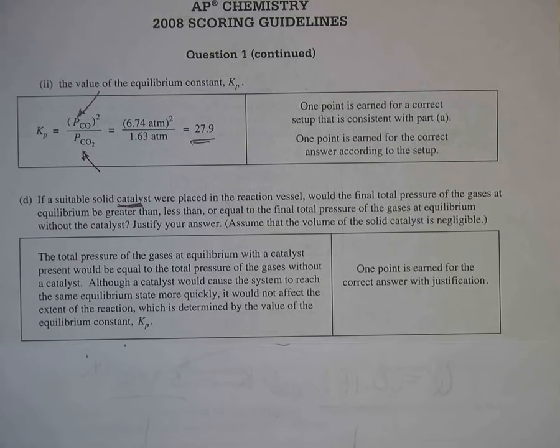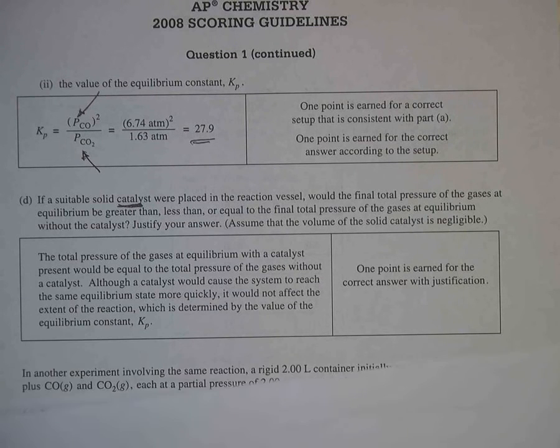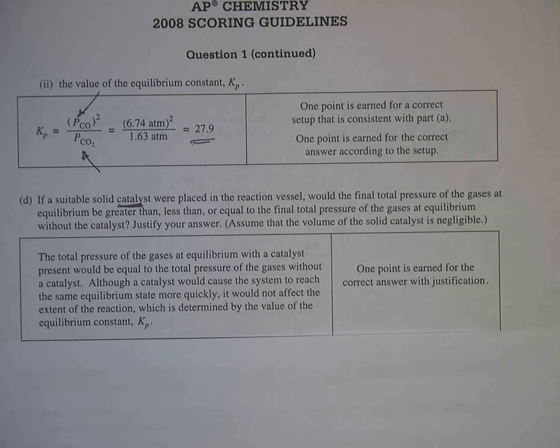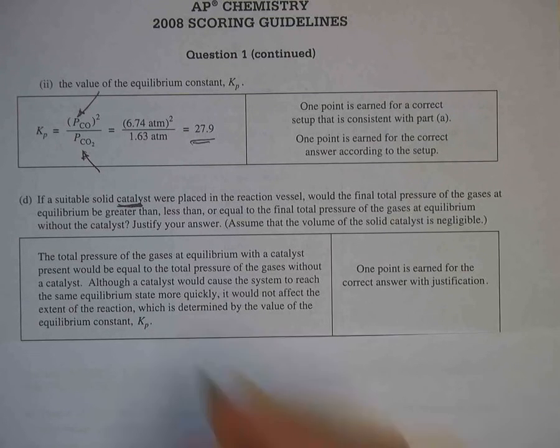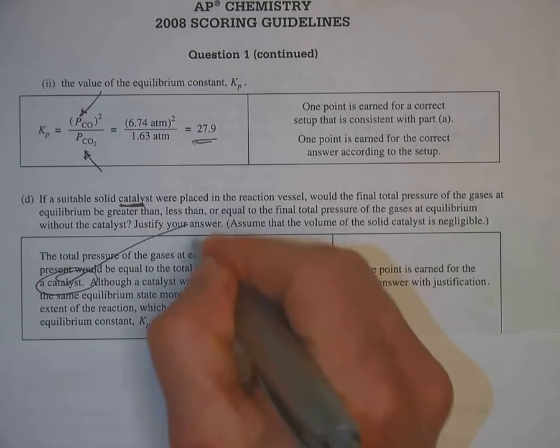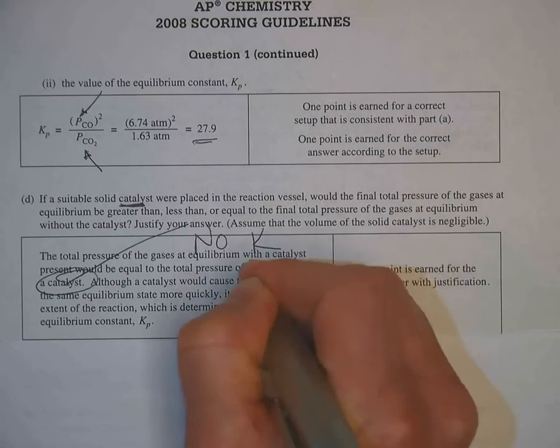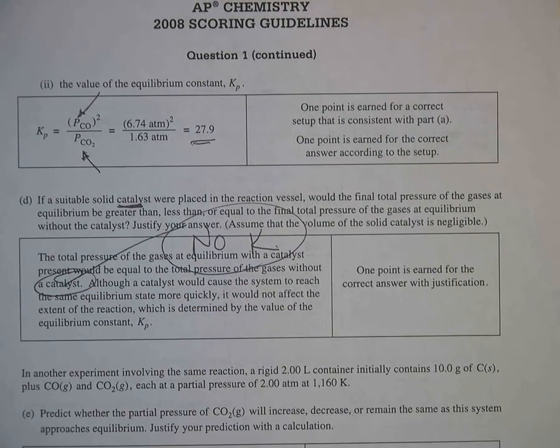The total pressure of the gases at equilibrium with a catalyst present would be equal to the total pressure of the gases without a catalyst. In other words, the catalyst has no effect. Although the catalyst would cause the system to reach the same equilibrium more quickly, it would not affect the extent of the reaction, which is determined by the value of Kp. Once again, a catalyst has no effect on K. It just makes it get to K faster.